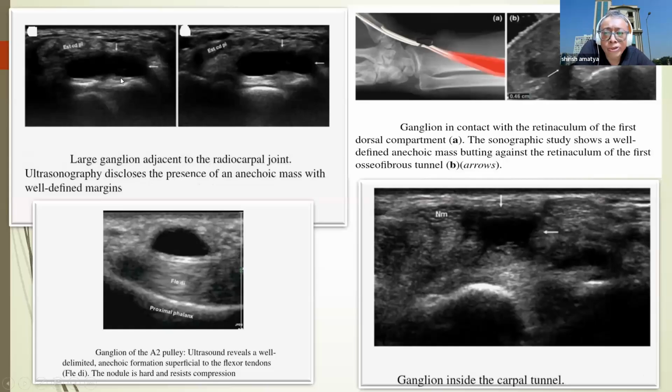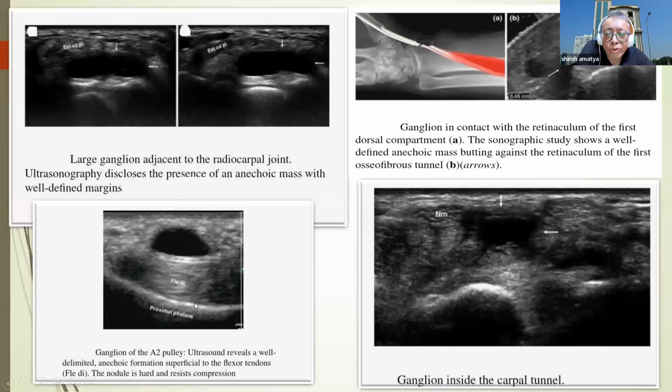In the upper left side of the picture, you can see the ganglion at the radiocarpal joint. This is the distal end of the radius, and this is the carpal. Just above the radiocarpal joint, you can see a well-defined anechoic round structure. So this is the ganglion at the level of the wrist. And in the lower left side, you can see the ganglion over the A2 pulley.